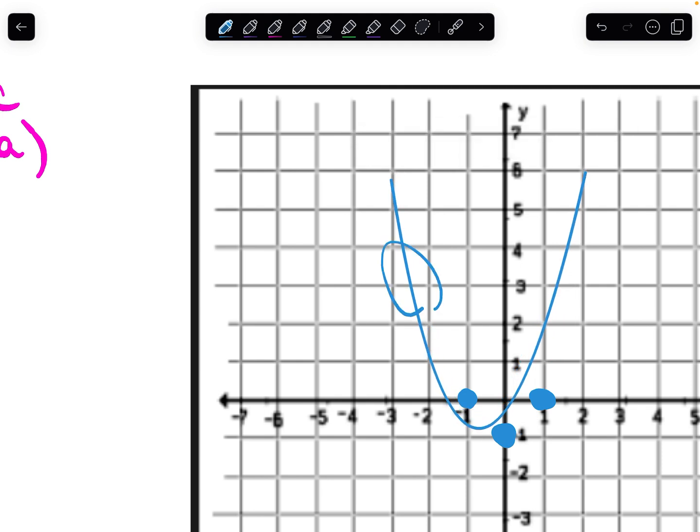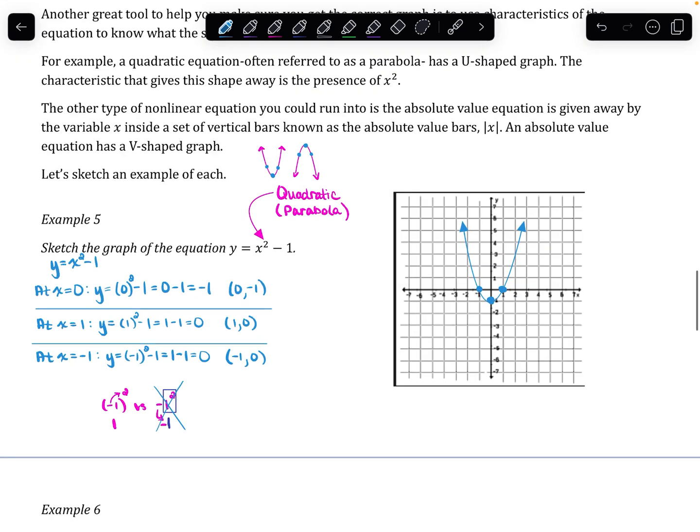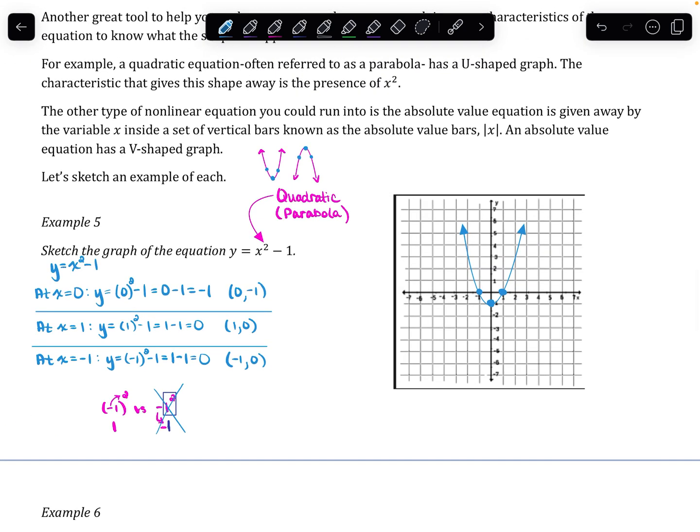Oopsies. I moved it. Let's put it back. There we go. And then every graph, we get arrows. So there's arrow 1 and arrow 2. So again, you need your bottom point for your parabola, and then you need 1 point up on the left or right. Most of the time, the bottom of that graph is going to stay along 0 right now. So I always plug in 0 first.